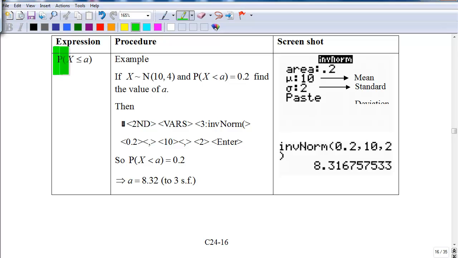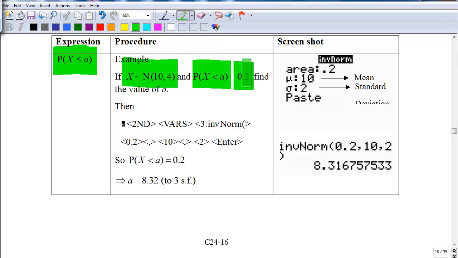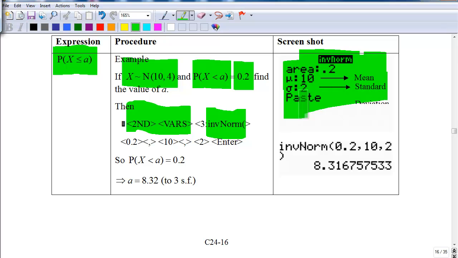I have this expression, probability x less than or equal to a, and you're told that x is normal, mean 10, variance 4, and I want to find the a, given that I know the b, which is 0.2. So what I'll do is this. Just like all the other functions, you will have to press second variables to look for this number 3, inverse norm. Then once you pull out this function, you will see this screen.